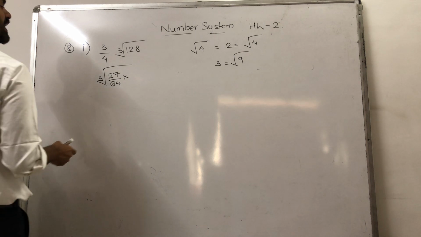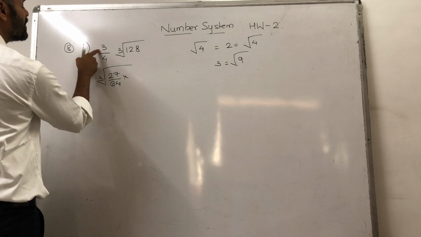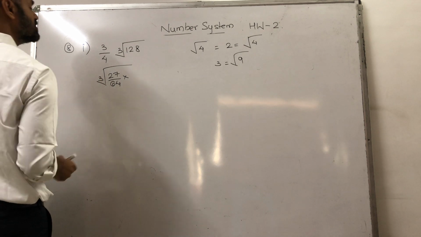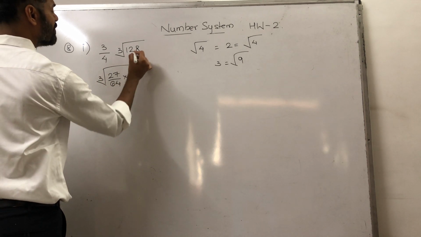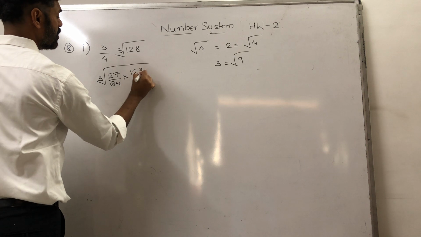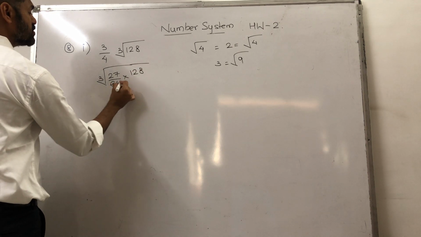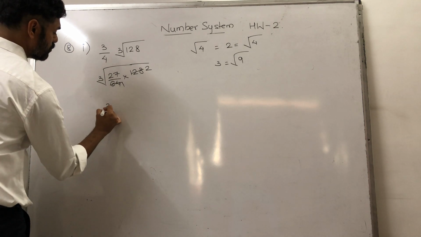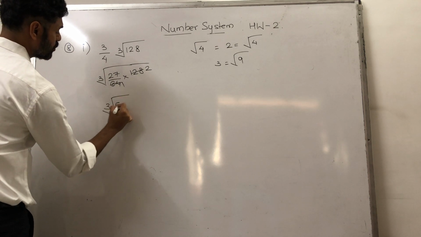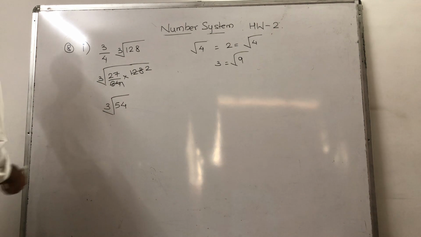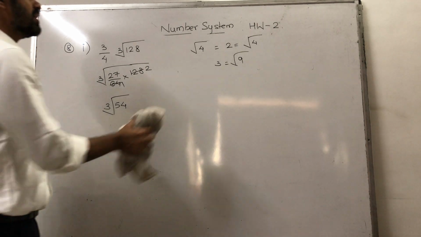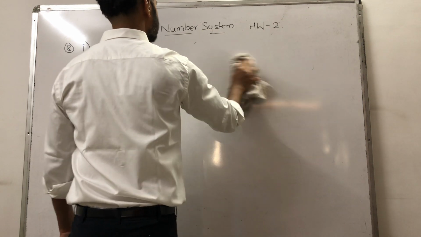How did we get this? Because it was a cube root, we did the cube of 3. The cube of 3 is 27 and the cube of 4 is 64. We already have a term in the cube root. What is that? 128. 64 ones are 64, 64 twos are 128, so it becomes 27 into 2. What is 27 into 2? 54. So your answer is cube root of 54. Do we have any rational factor? We do not have a rational factor. So now it is a pure surd.